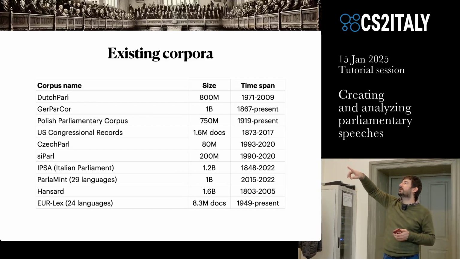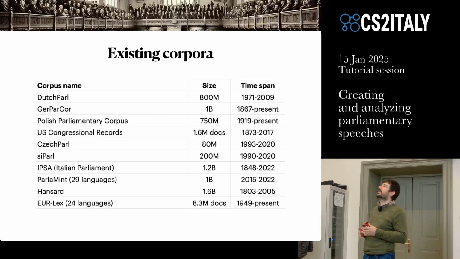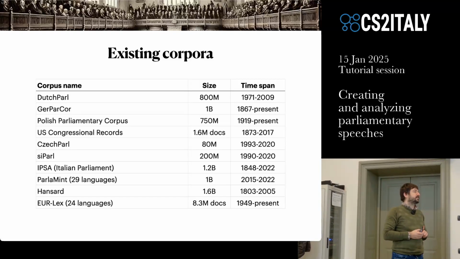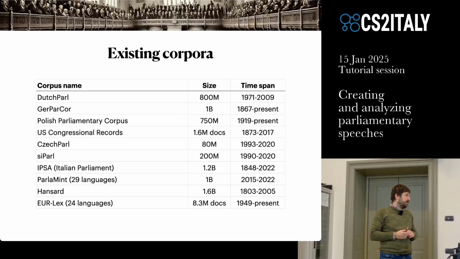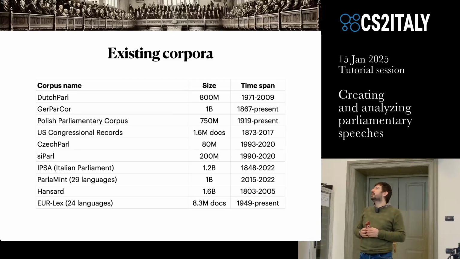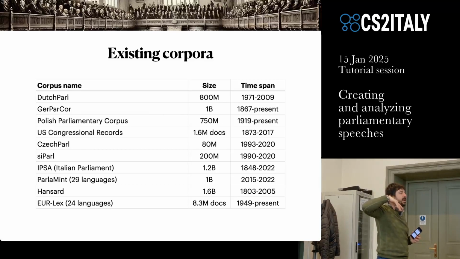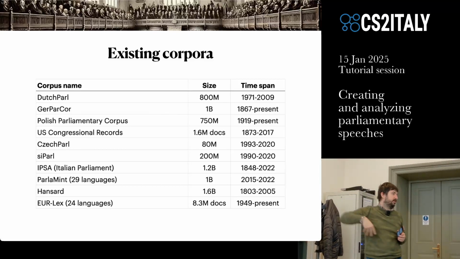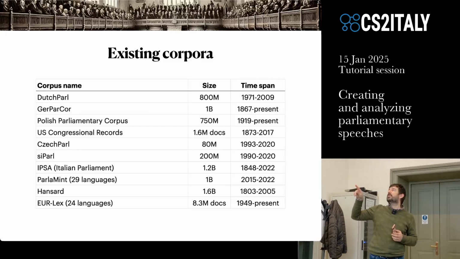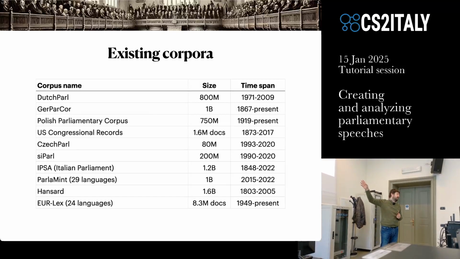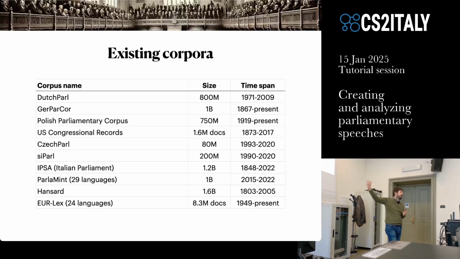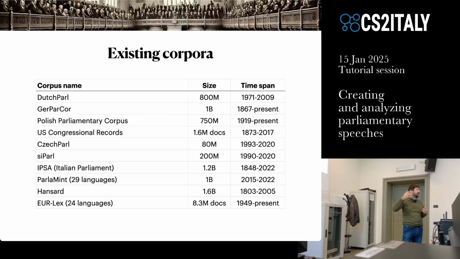And EurLex is the dataset of the European Parliament. Okay, I think the name is wrong because this is of the laws. I need to check. Anyway, it collects all the documents from the European Parliament from 1949 to present. But there is not a community around it. I mean, you can use it and download it, but there is not a smart community who studies it and so on.